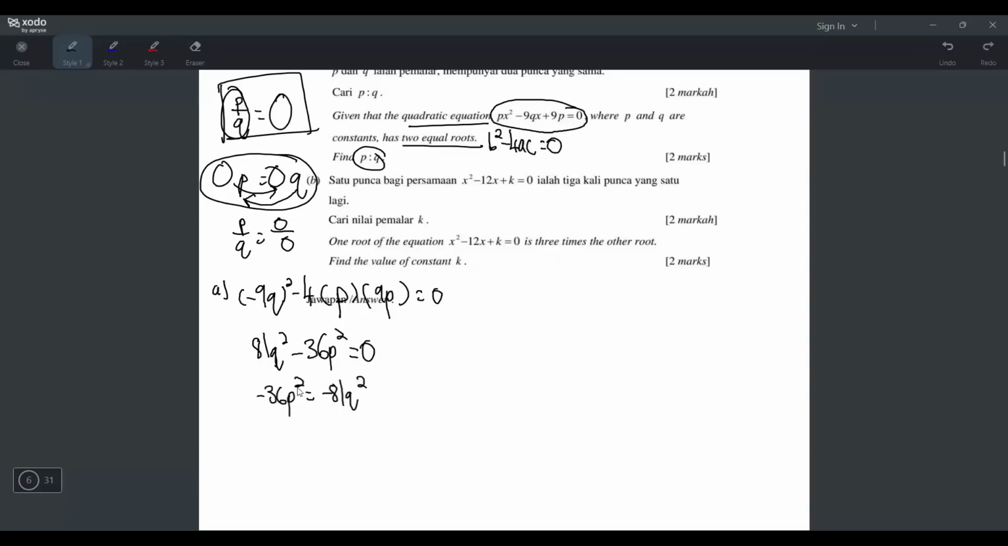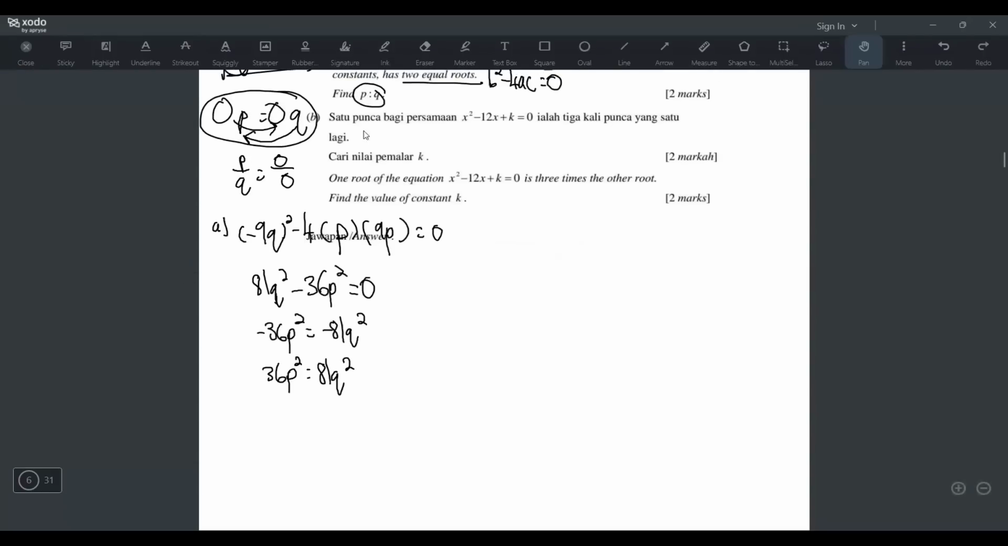P square. Okay, the negative and negative you can cut actually. So you're just left with 36 P square equals 81 Q square, right? Because when you move the negative to the other side, you just change the sign, okay? Okay, now don't forget you want P over Q. So what you can do is, okay, you can move it now, right?